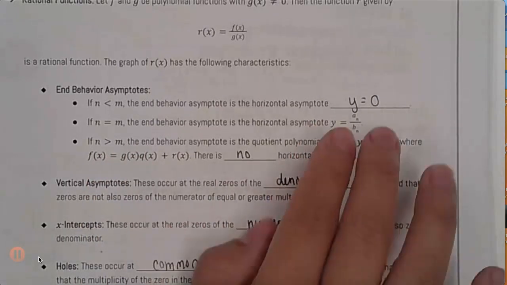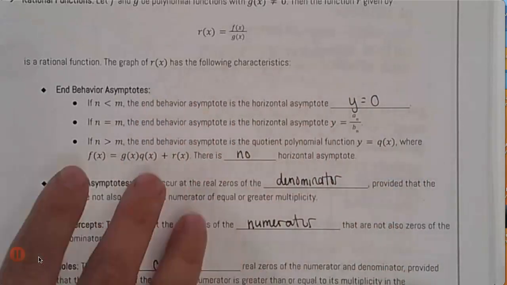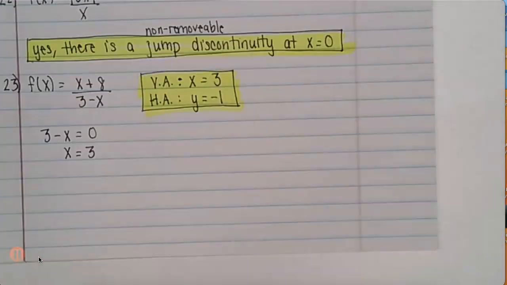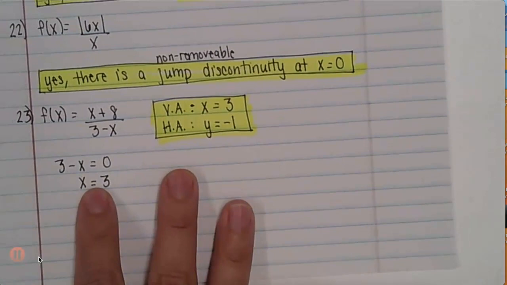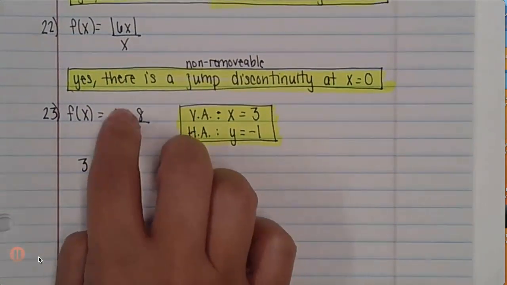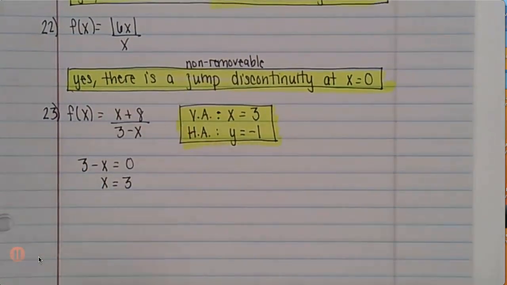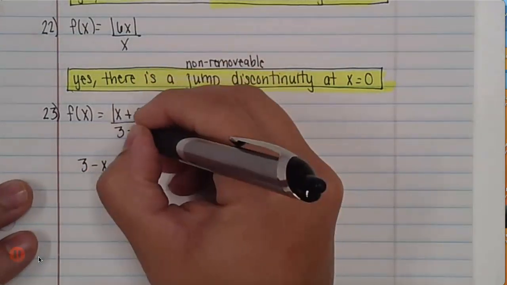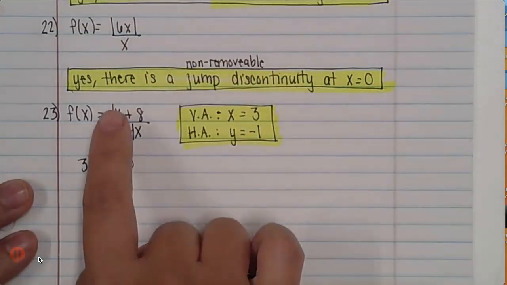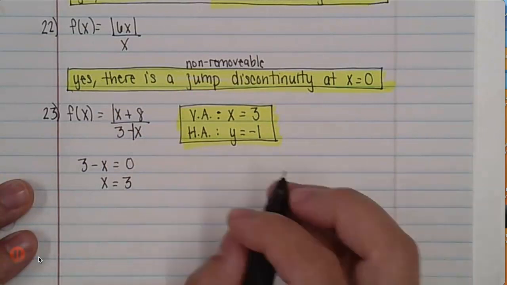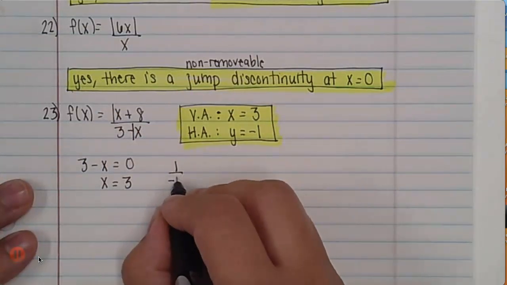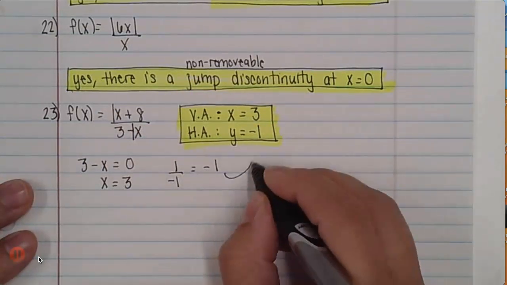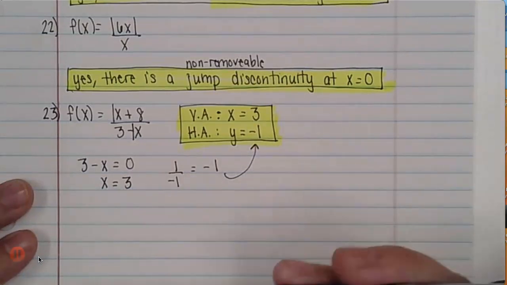I'm going to make a mental note to go over this on the whiteboard so you can put it in the margins, because it's actually very useful for some of these problems. In this case, because the degree on top and bottom are the same, we're looking at the leading coefficients, which are 1 and -1. 1 over -1 is -1, and that's how you know that the horizontal asymptote is -1.